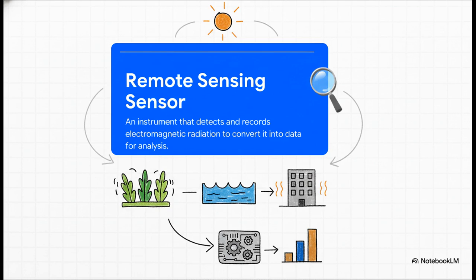At the very heart of this technology is the sensor. And here's the best way to think about it. Everything on Earth, everything, the soil, water, buildings, plants, they all interact with energy in their own unique way. Some things reflect sunlight, others soak it up. Some things give off a lot of heat, others not so much. A sensor is basically built to pick up on all those tiny little differences and turn them into data that we can actually understand and analyze.